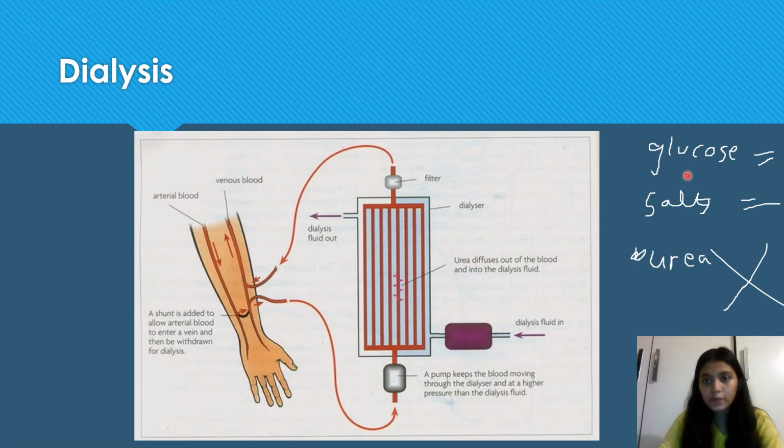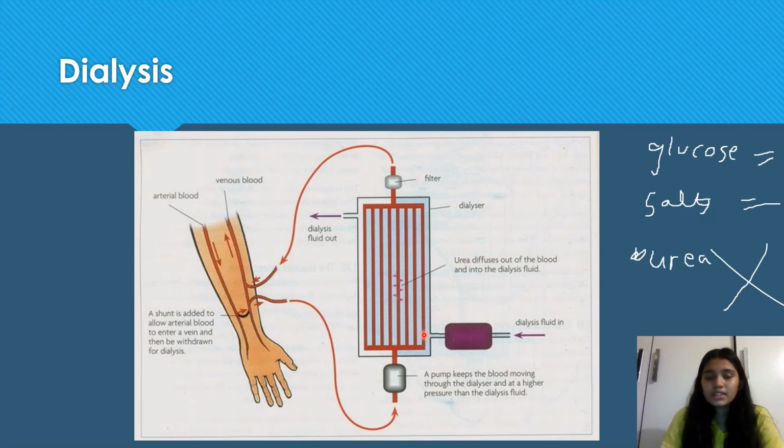It's perfect. Now, why doesn't dialysis fluid ever have urea? That is because there's no urea in the fluid, so urea from the blood diffuses out from a higher concentration to a lower concentration, down the concentration gradient across this membrane, into the dialysis fluid.